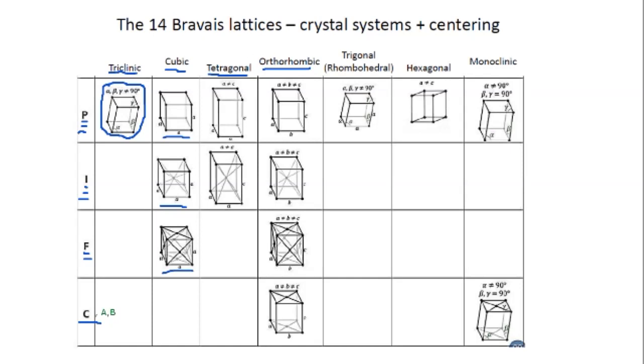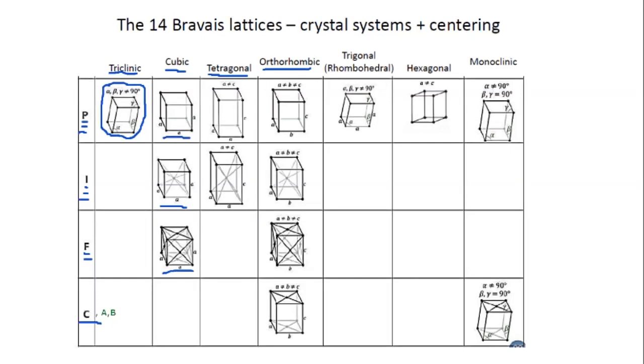Now notice for rhombohedral, trigonal, and hexagonal, there can only be primitive centering. So whenever you see a trigonal or hexagonal space group, it's going to have P as the first element in the space group symbol. And then lastly, monoclinic.